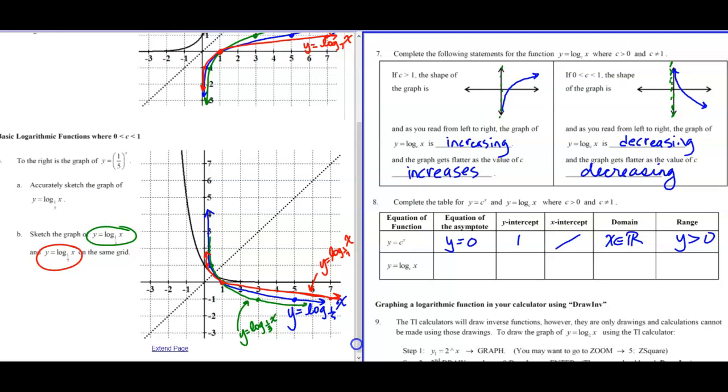Now, here, if we are looking at the inverse of the exponential, the equation of the asymptote here is x equals 0. The y-intercept, there isn't one, if you look at those graphs. But the x-intercept is 1. Domain is everything greater than 0, and the range is now all real numbers. Makes sense from our knowledge of inverses. Every property of an x becomes a property of y and vice versa.